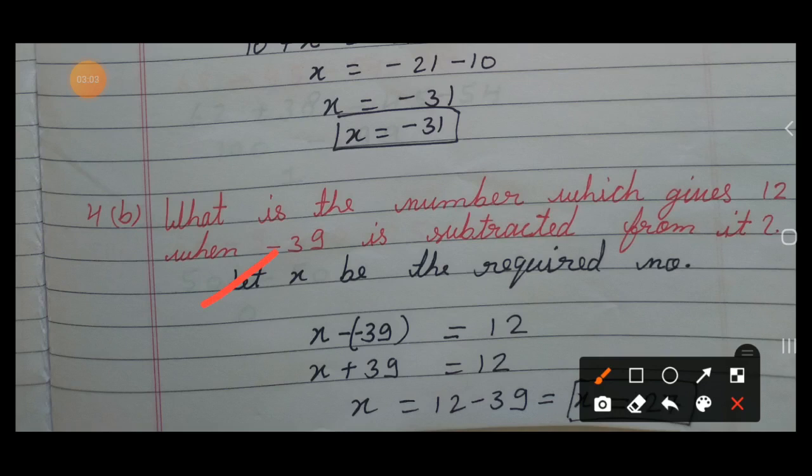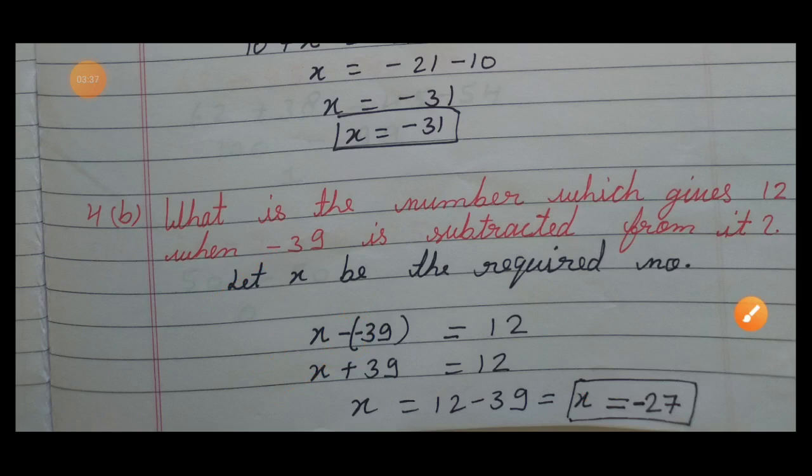We are getting 12 when we are subtracting minus 39. According to the question, we will put here x minus 39 is equal to 12, because we are getting 12 after subtraction. Minus times plus, yes, here multiplication is there, minus plus. X plus 39 is equal to 12.